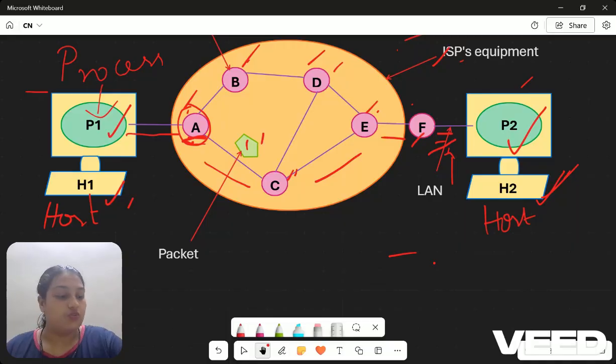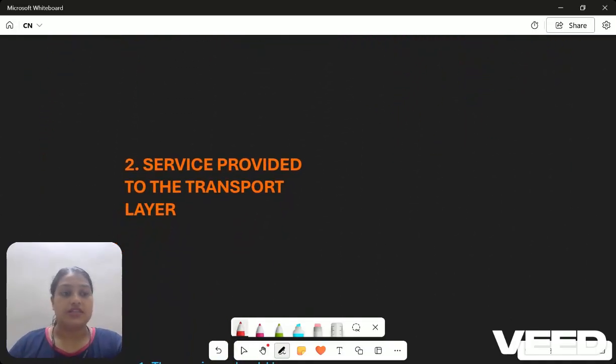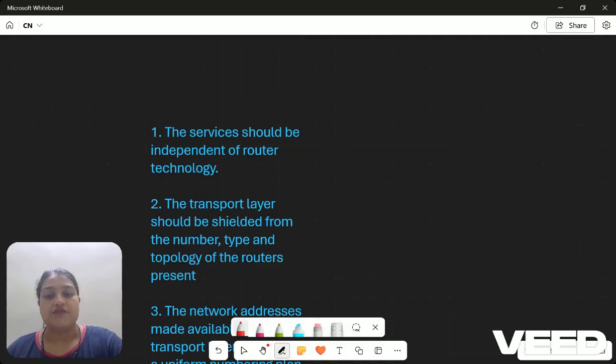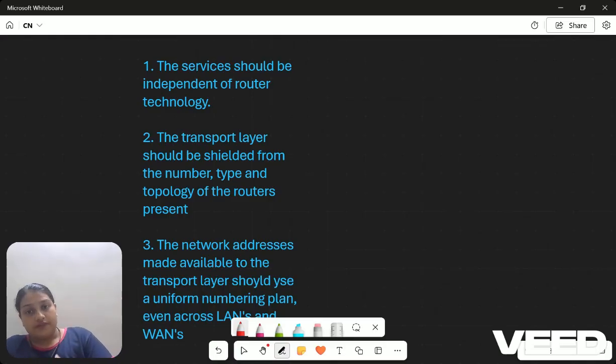Next one, we have services provided to the transport layer. What are the services provided to the transport layer? We have 3 services that we should be learning. First one, the services should be independent of router technology. This is about the network layer: whatever services there are, they should not be dependent on the router technology.